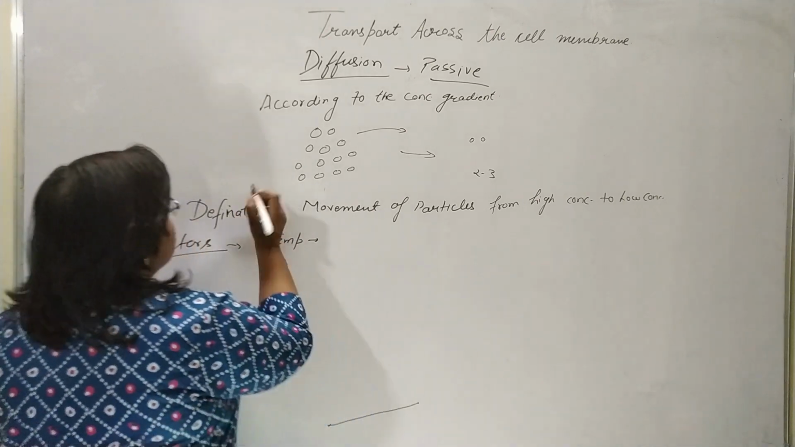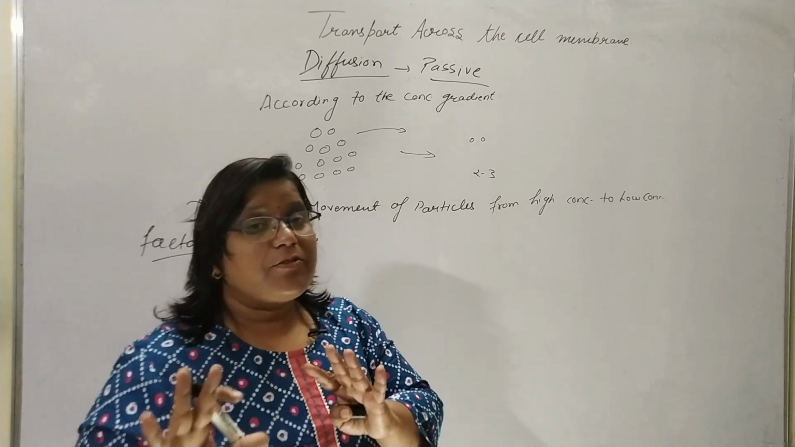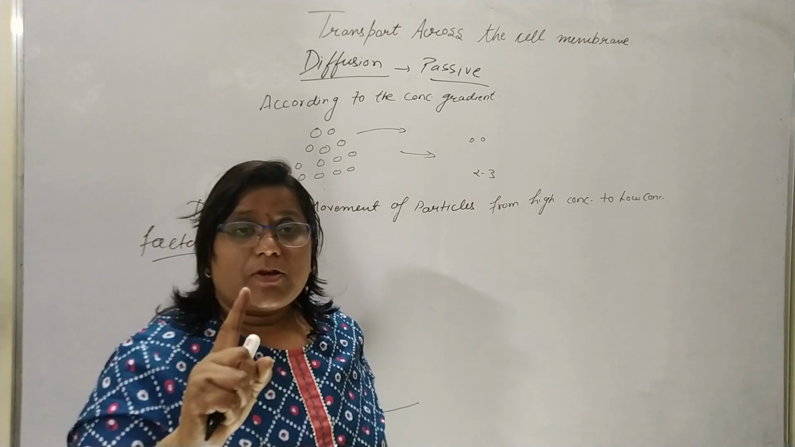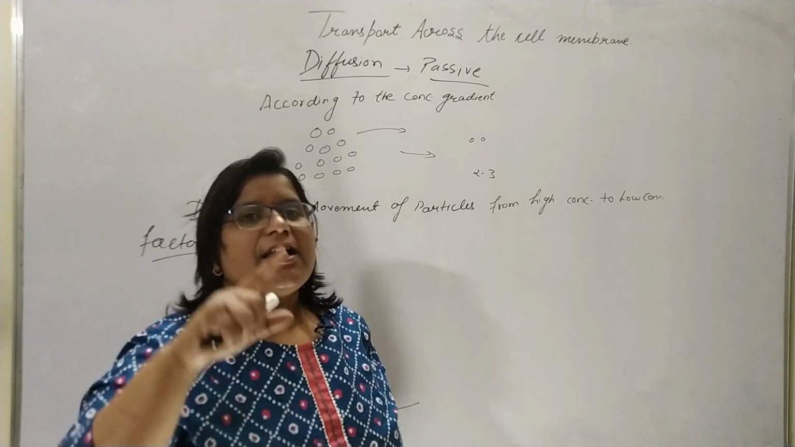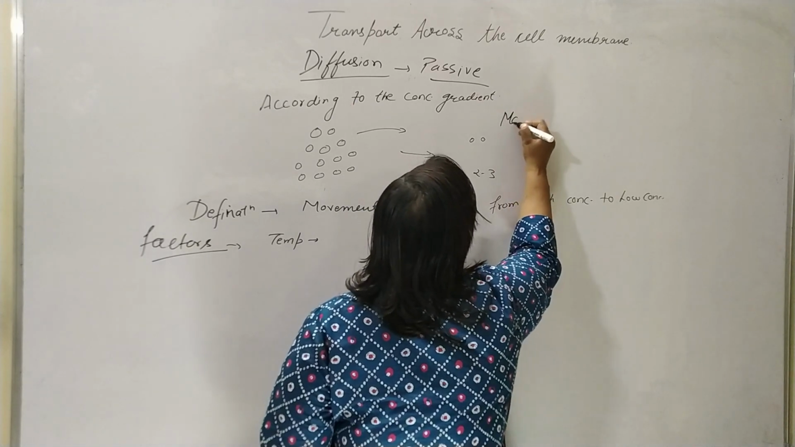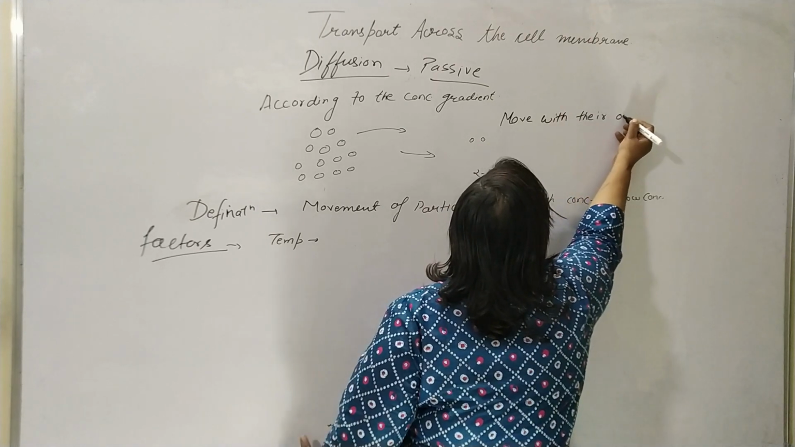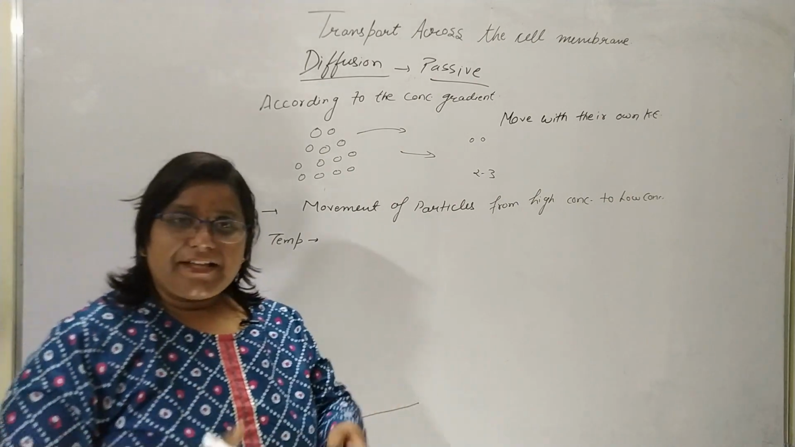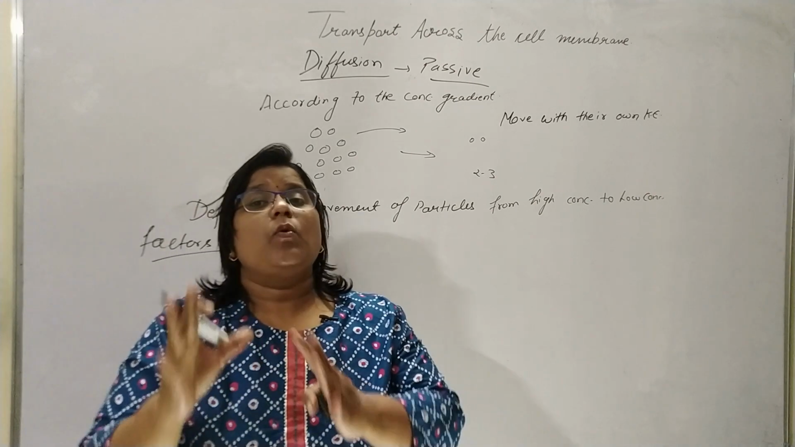Here one more thing is that the particles move with their own kinetic energy. So don't be confused with that. Once you are told that it's a passive process, it means they will not need others' energy. They have their own energy and according to their energy they will move. So the movement of the particle from the higher concentration to the lower concentration is with the use of their own kinetic energy.